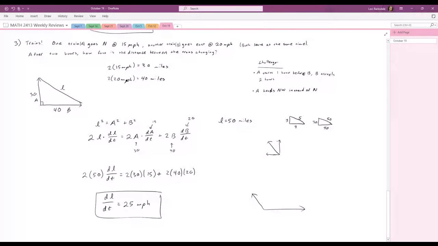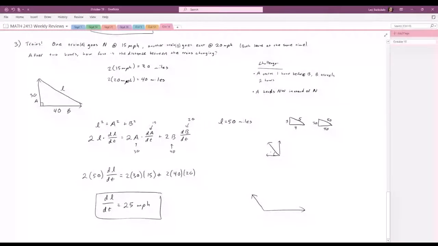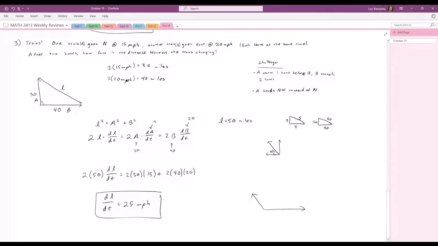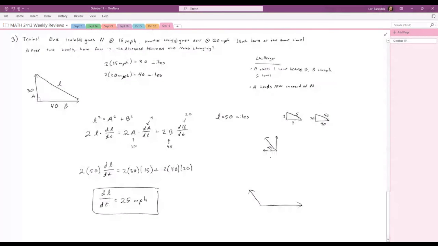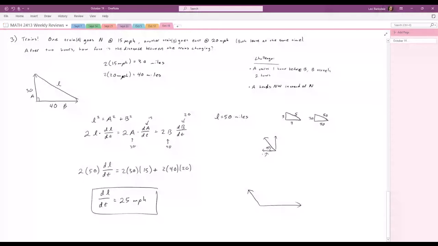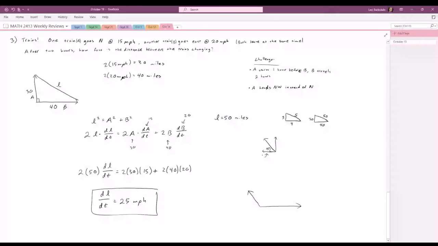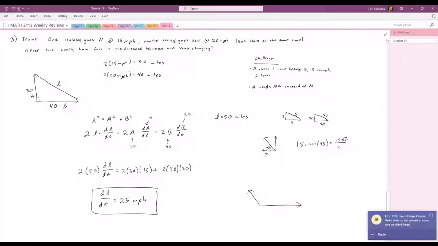And because I know this angle here is 45 degrees, because that's exactly the direction of northwest, I would be able to figure out the length of this vector component here. In this case, it would be 15 times the cosine of 45, which is 15 root 2 over 2. And that would be our rate of change of A in this x direction.